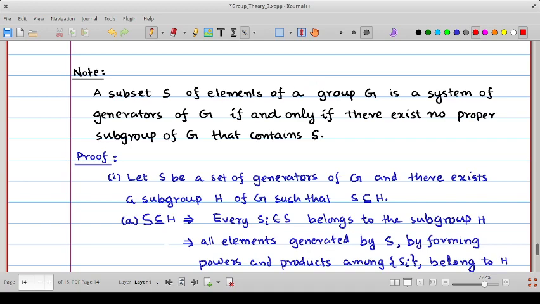Okay, so the property is the following. A subset S of elements of a group G is a system of generators of G if and only if there exists no proper subgroup of G that contains S. A proper subgroup of G means a subgroup such that G contains at least one element that is not in the subgroup.